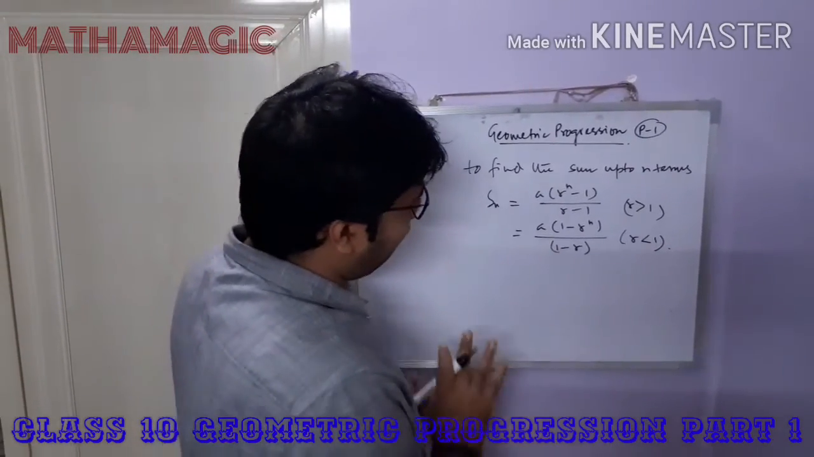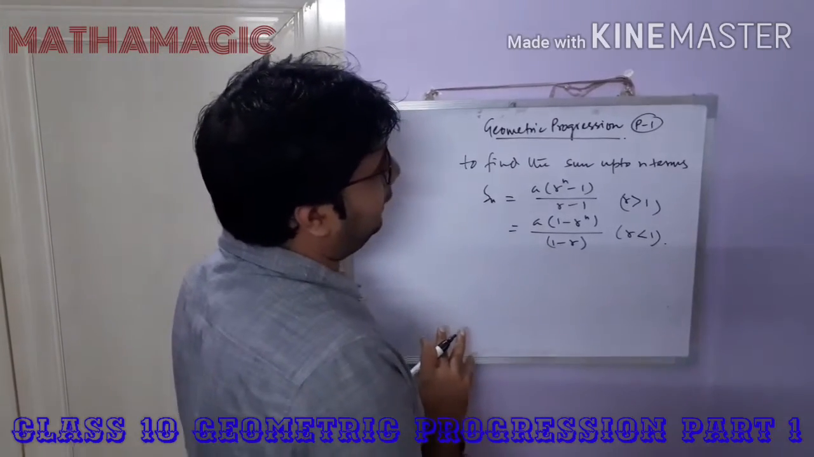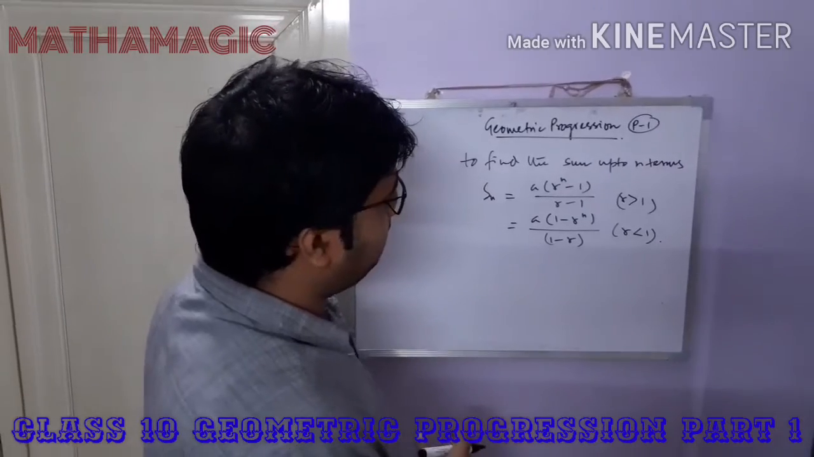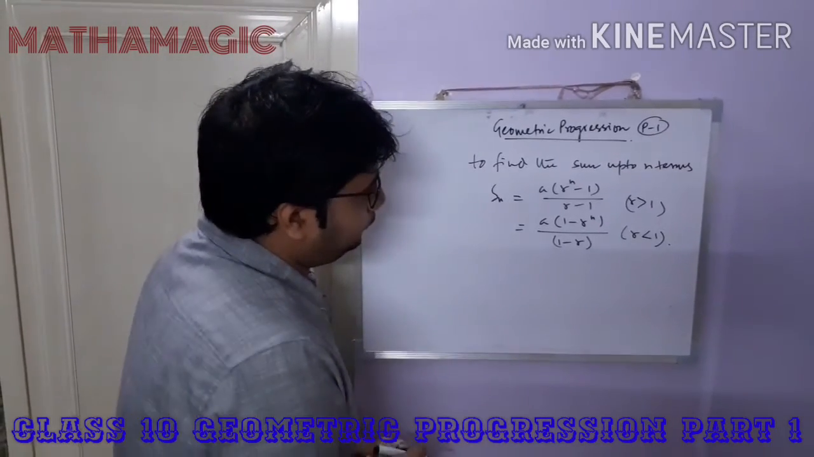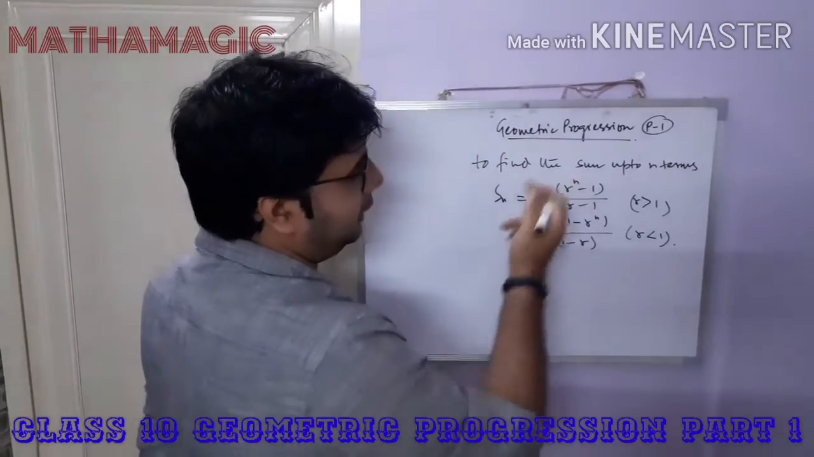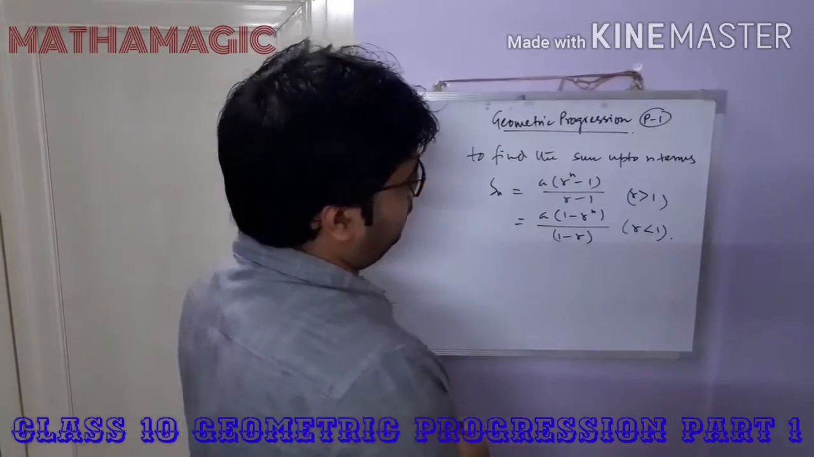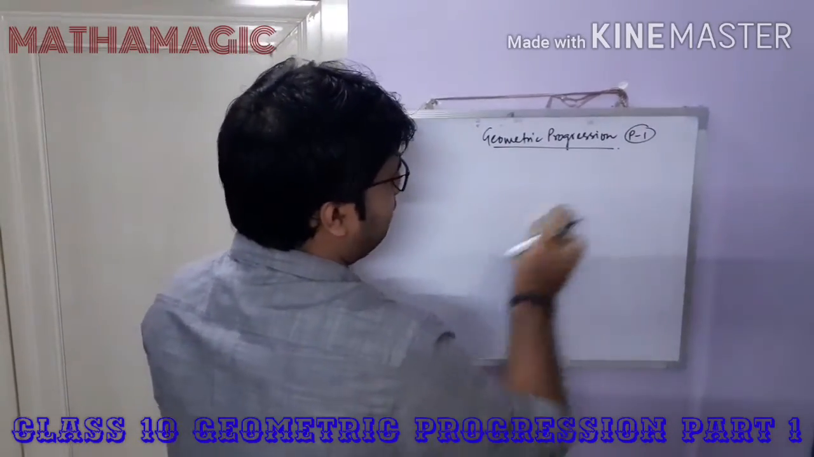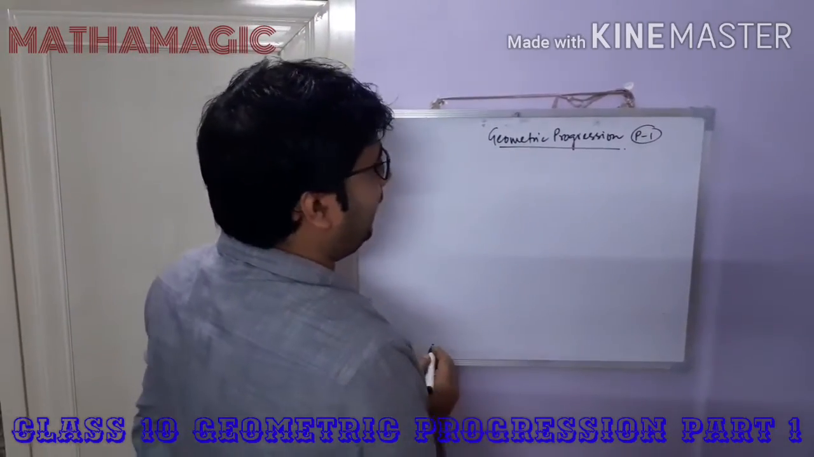This is the only formula to find the sum up to nth term of any GP. Okay. So please note it down. Here you can easily say that a is the first term, r is the common ratio, and n is the total number of terms.